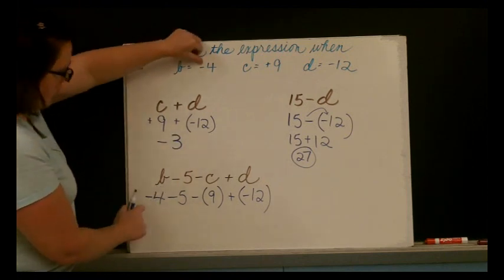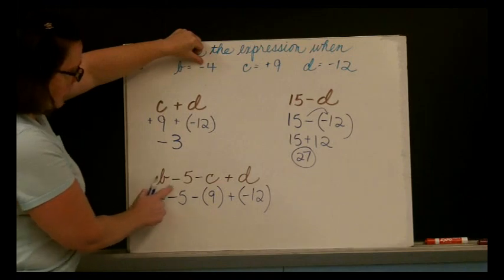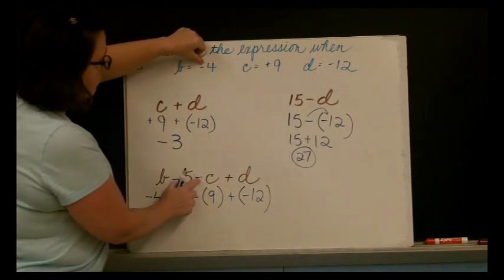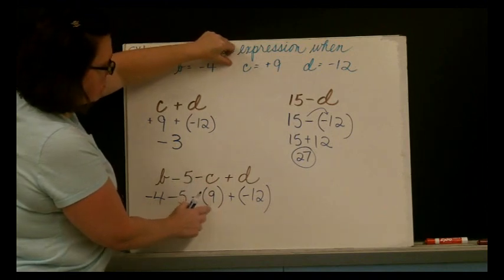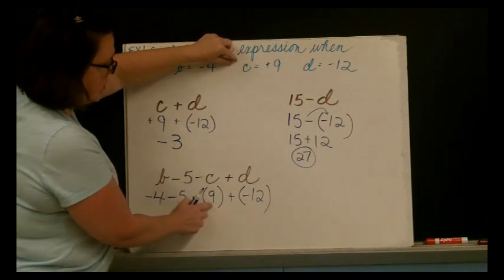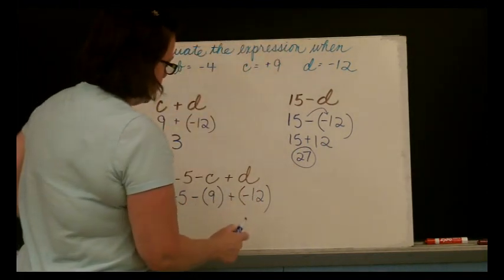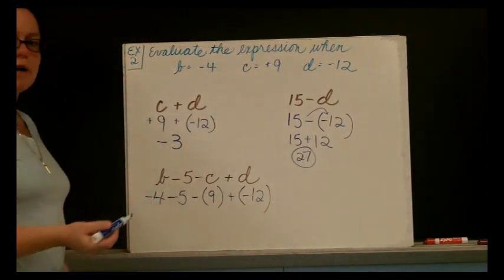So again, we have a negative 4. This negative 5 got brought down. Now we have a negative c, and our c is a positive 9, which is right here in parentheses, and d, which is a negative 12. So now what we have to do is some simplifying.